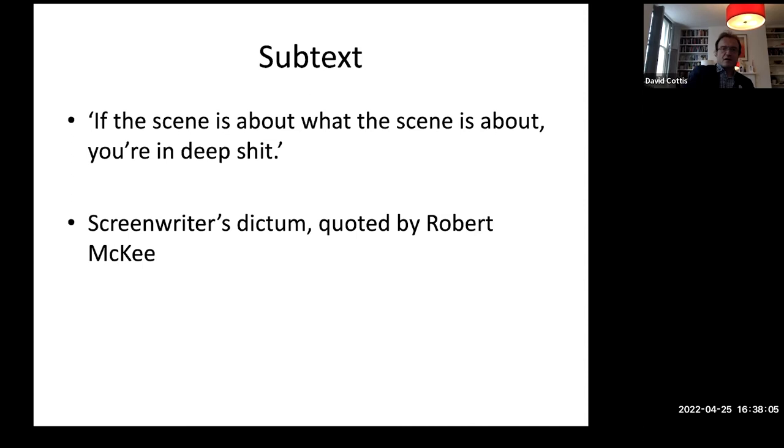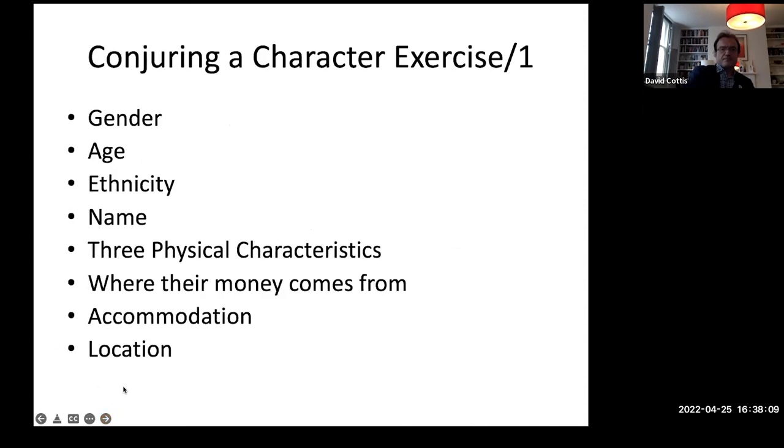So, just checking. Those are the questions we've asked so far: gender, age, ethnicity, name, three physical characteristics, where their money comes from, accommodation, and location. Okay, so that's what you might broadly call the facts about your character. We're going to get on to slightly more nebulous stuff now. Next question. Write down something that they lack in life. Like I said, don't overthink it. Next question. Something they need right now.